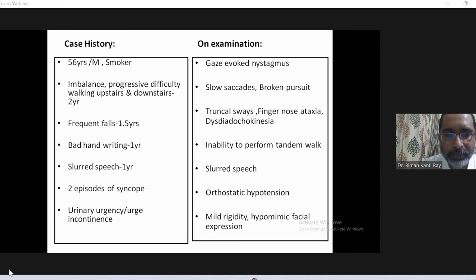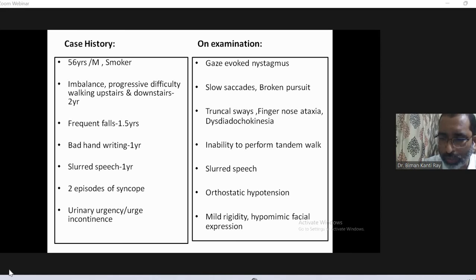He has slurred speech. So if you consider this part of the history, the patient has ataxia, patient has incoordination of the upper limb, patient has slurred speech. So from the history alone, you can tell this is not a case of sensory ataxia. This is not a case of vestibular ataxia. This is a definite case of cerebellar ataxia.